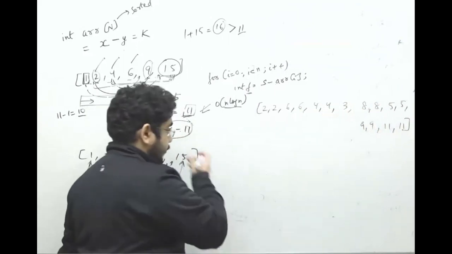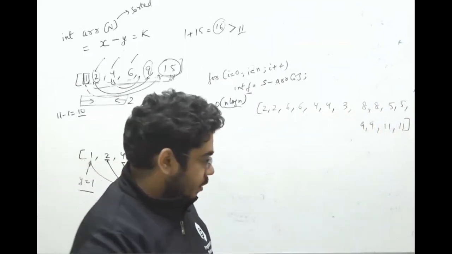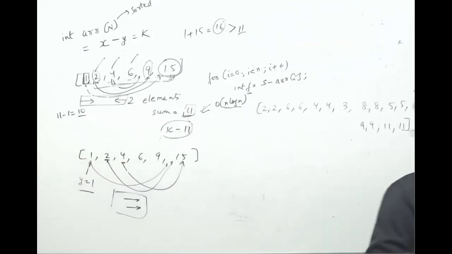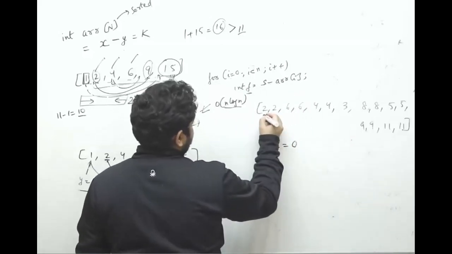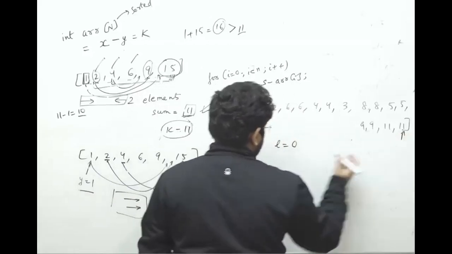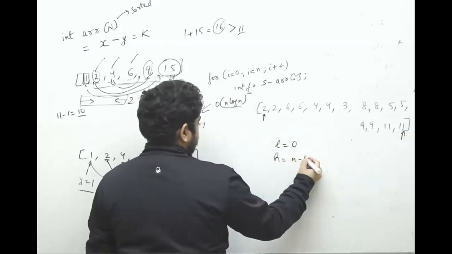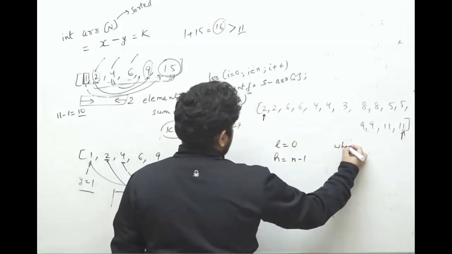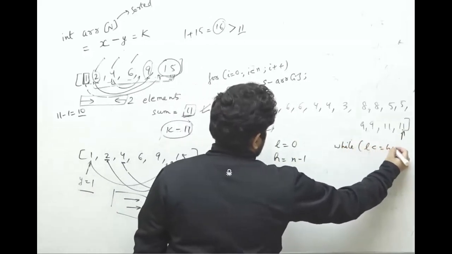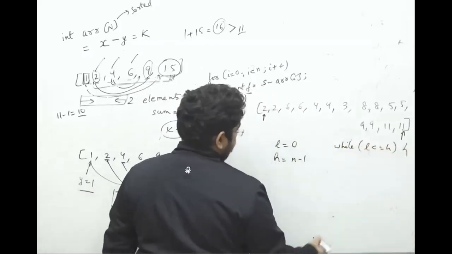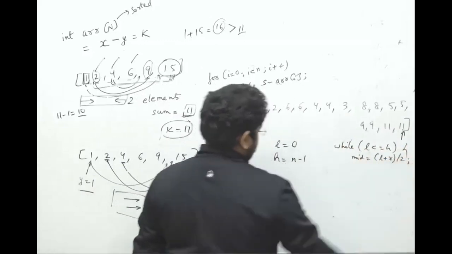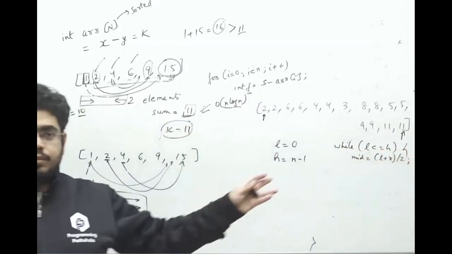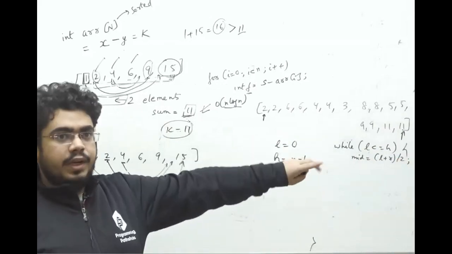Let's take this as an example. Again, let's say L is 0, obviously, H is n minus 1. Then while L less than or equal to H, that will be there. Find your mid, L plus H by 2. Do you agree with this much? This is common: fixing L, fixing H, finding mid.